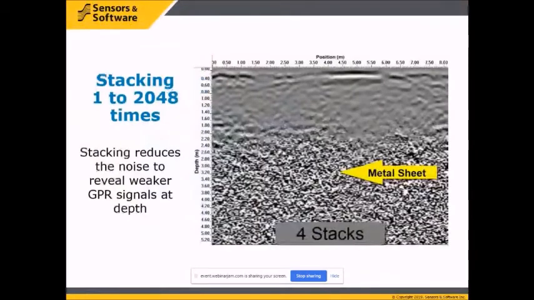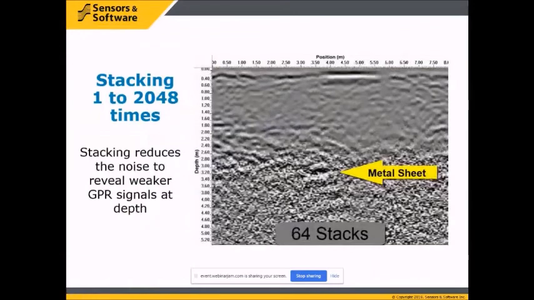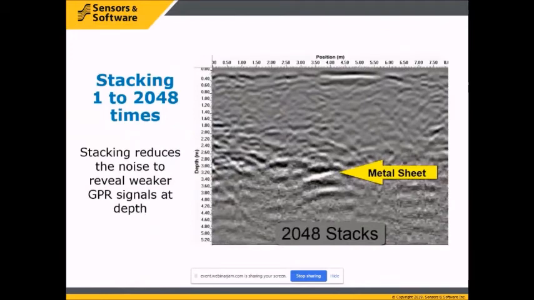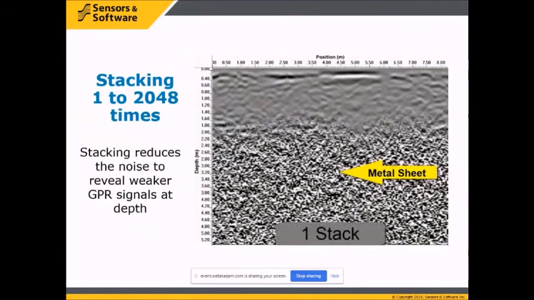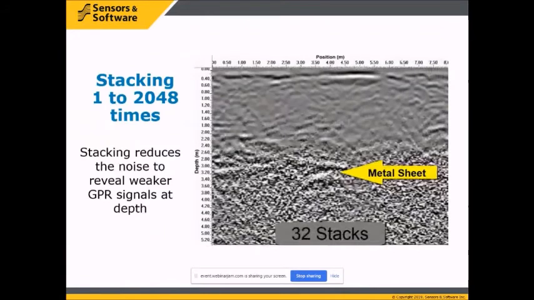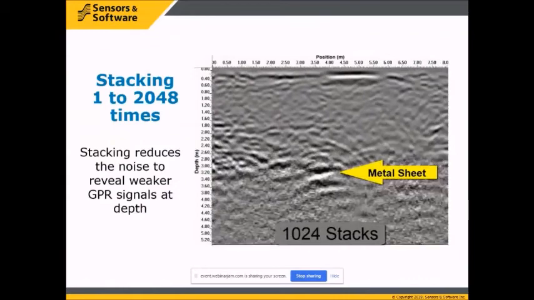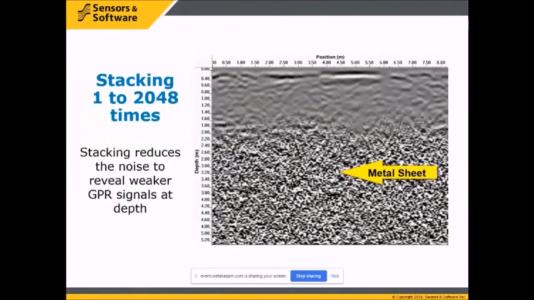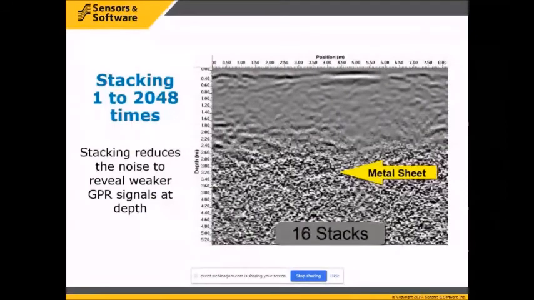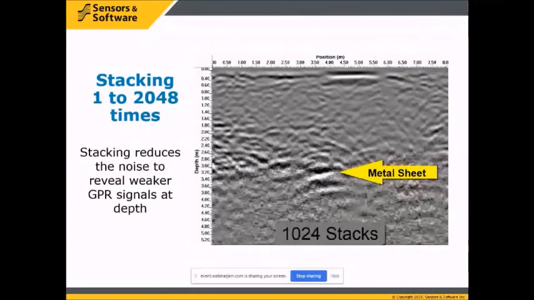The effect of stacking is shown in this animation of a GPR line. In this example, the target is a flat metal plate buried 3 meters or 10 feet in the ground at the University of Arizona. Now, some of you know that Arizona soil is generally not very good for deep GPR surveys. It tends to be very electrically conductive, which, as we know, attenuates GPR signals before they can travel very deep. But this example shows the power of stacking GPR data.